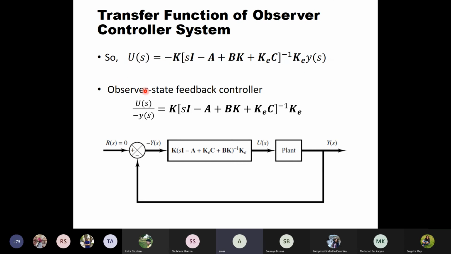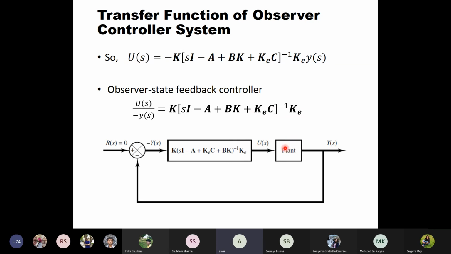So the observer state feedback controller transfer function will be given by U(s) by minus Y(s) equals K into the inverse of sI minus A plus BK plus KeC, into Ke. So this will give me an observer state feedback controller transfer function. This is important. Why do you need this?